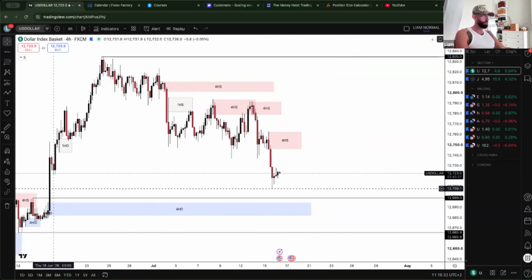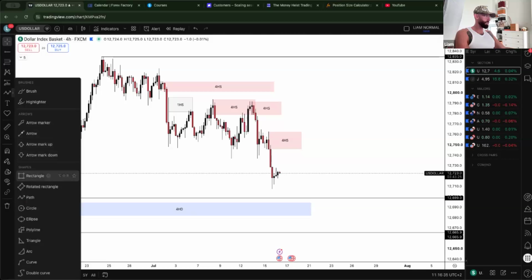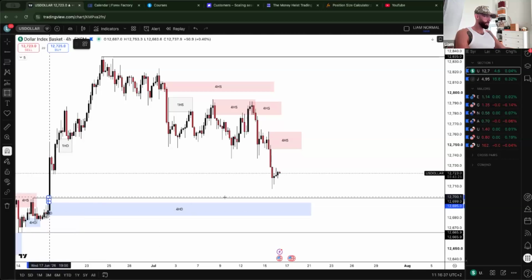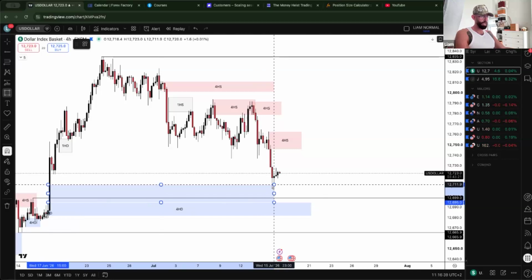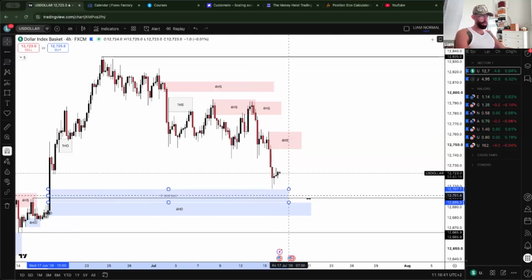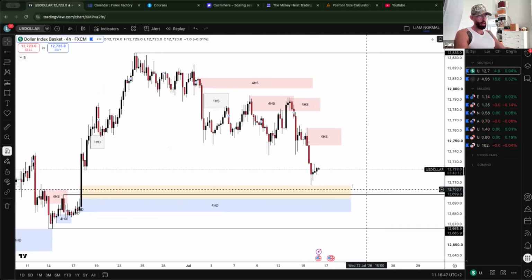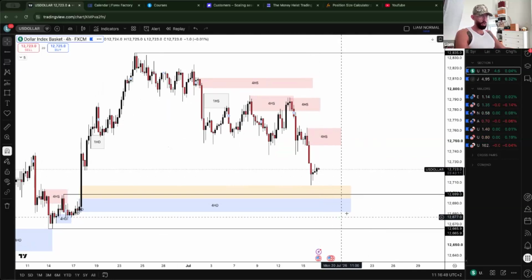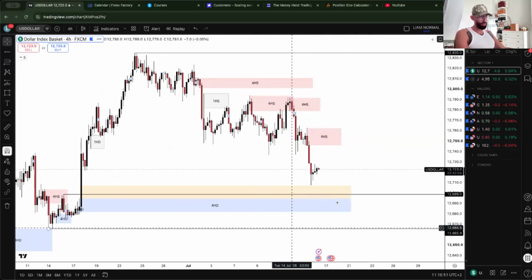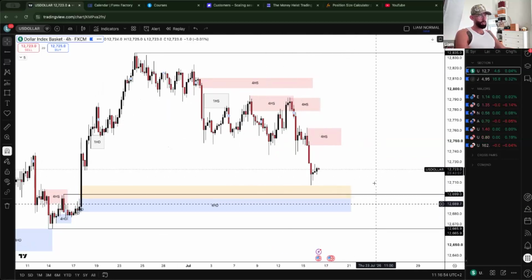We still have a lot of imbalance to fill, as you guys can probably see below this to where market is coming. That is quite a lot of imbalance here as well. Let me mark this out as a different color. So every reason for market to come lower. We have the daily demand, 4 hour demand, and imbalance. So that is what I'm expecting for today.